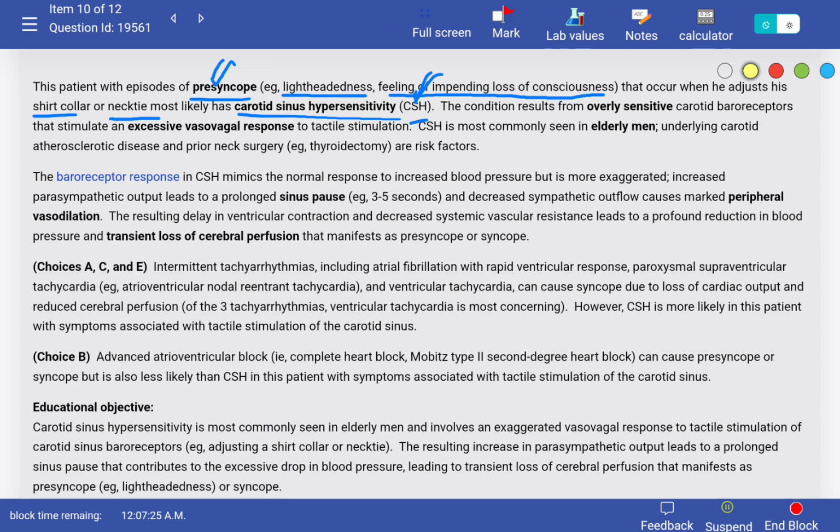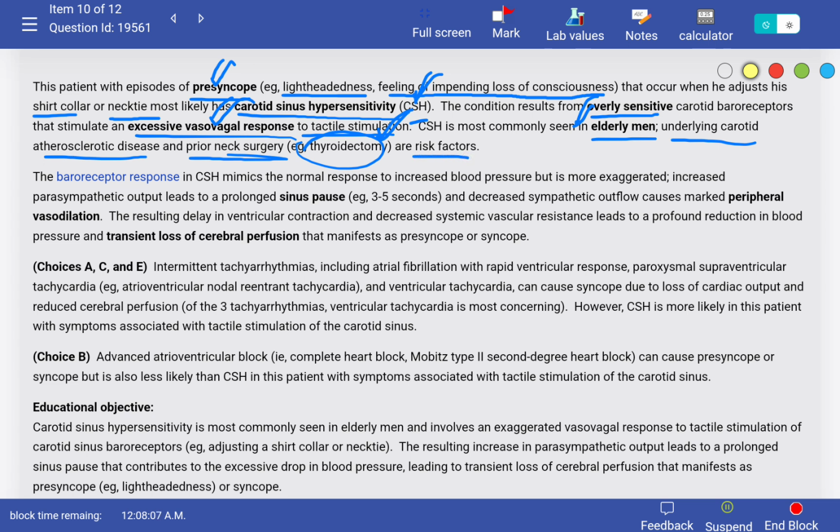Remember, this is also being asked in the next pathophysiology questions. We would talk about that, right? The condition results from poorly sensitive carotid baroreceptors that stimulate an excessive vasovagal response to tactile stimulation. CSH, carotid sinus hypersensitivity, is most commonly seen in adult elderly men, right? Like in this case, a 72-year-old man. Okay, underlying carotid atherosclerotic disease and prior neck surgery, for example, in this case thyroidectomy has been done.